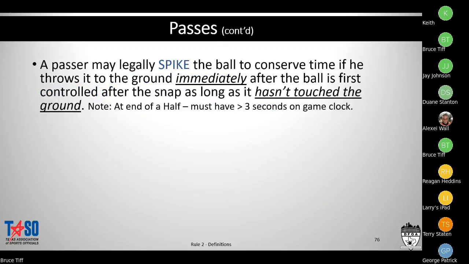A passer may legally spike the ball to conserve time if he throws it to the ground immediately after the ball is first controlled after the snap, as long as it hasn't touched the ground. So it can't dribble back to him, then they pick it up and want to spike it. You have a fumble. And at the end of the half, there must be greater than 3 seconds on the game clock.